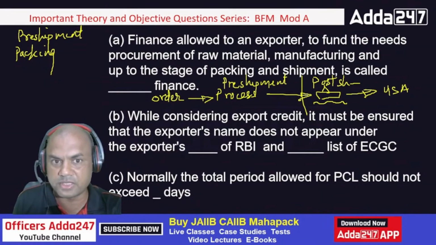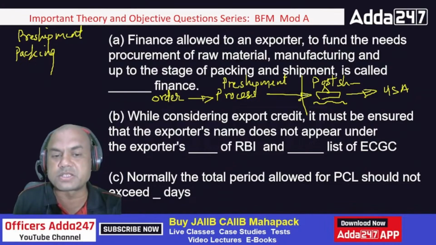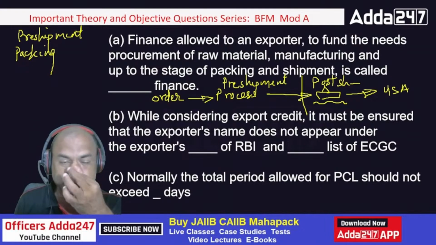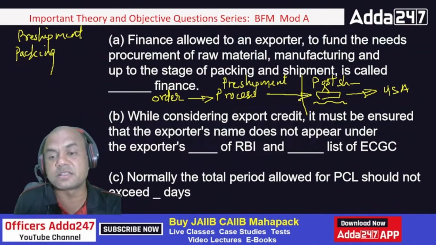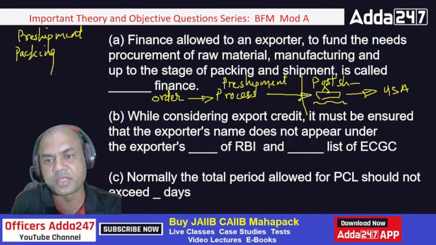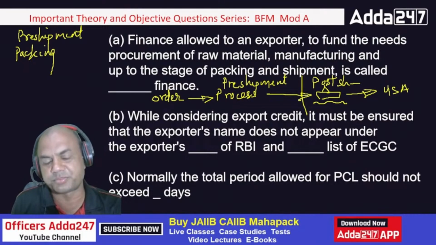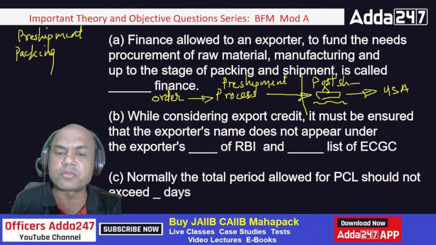Done? Clear? Second, while considering the export credit, it must be ensured that the exporter's name does not appear under the exporters' list of RBI and the list of ECGC. Now these two names are very important. They are simple ones, but what happens is we forget them. So what is the name for RBI?